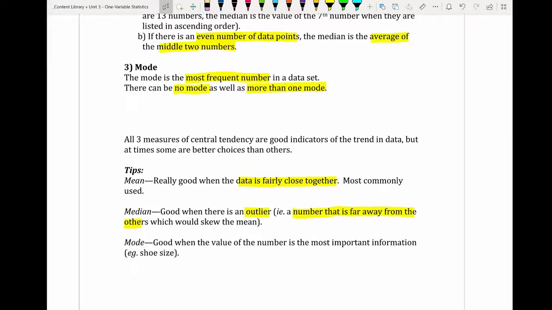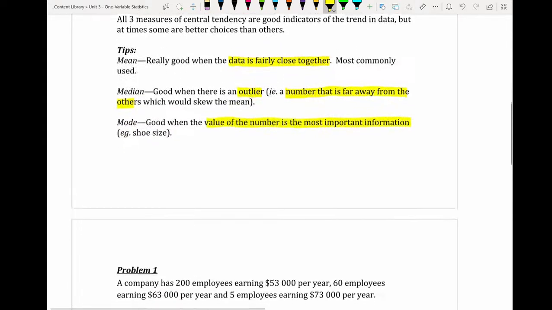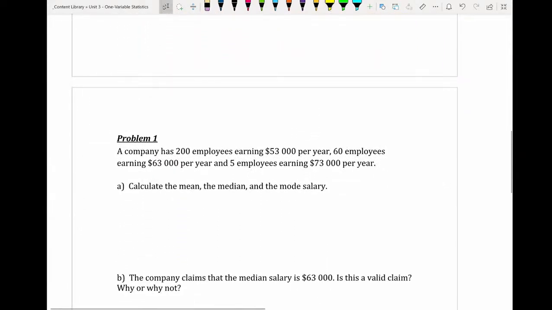And the mode is good when the value of the number is the most important information. So maybe you're looking for shoe size, or you're looking for number of siblings, or number of items, something along those lines. When the actual value is the most important thing, then that's when you want to look at the mode. So let's go through some examples.